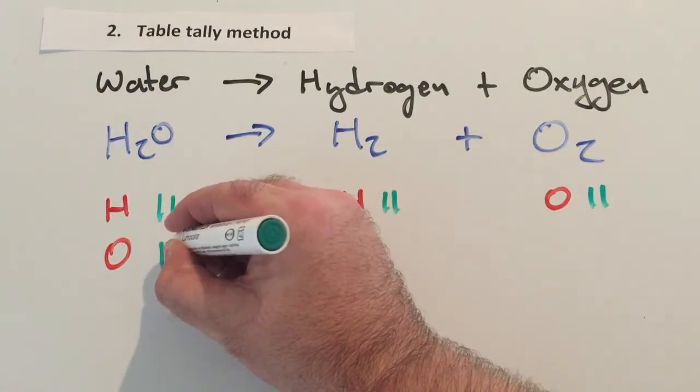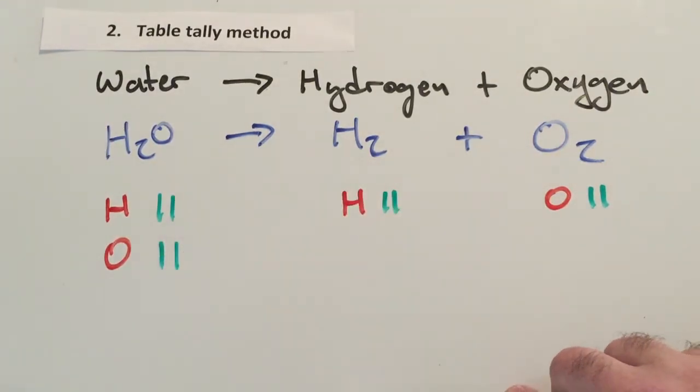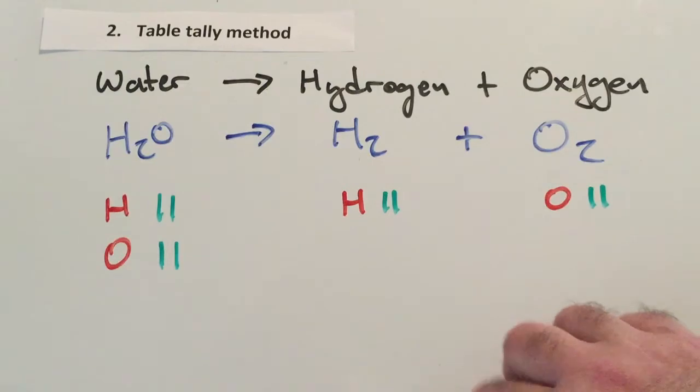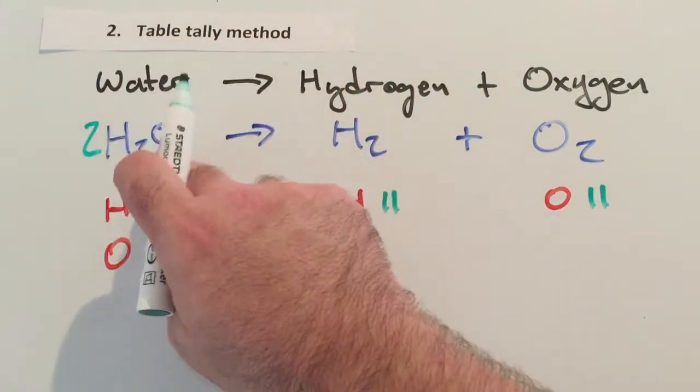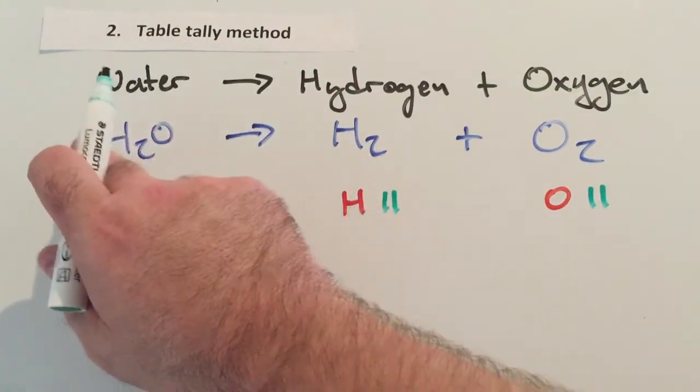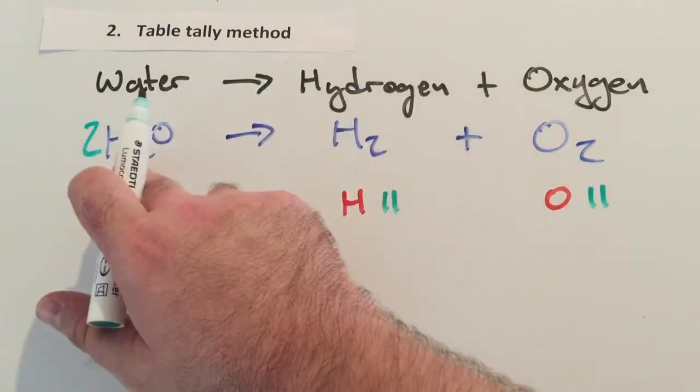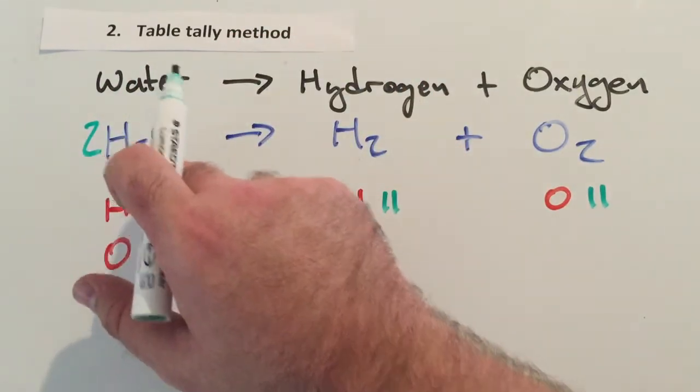So we need to increase that, and by increasing that, we have to put a 2 out the front of there. Which, by having a 2 out the front of there, will change something else. We'll change our number of hydrogens. We'll go from having 2 to 4.